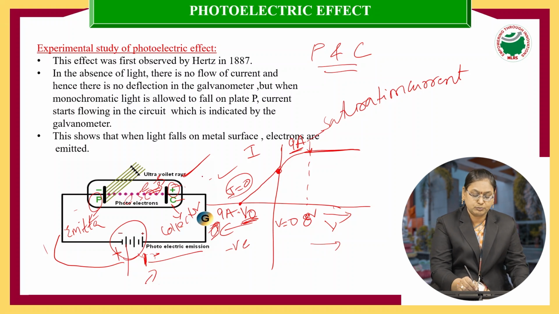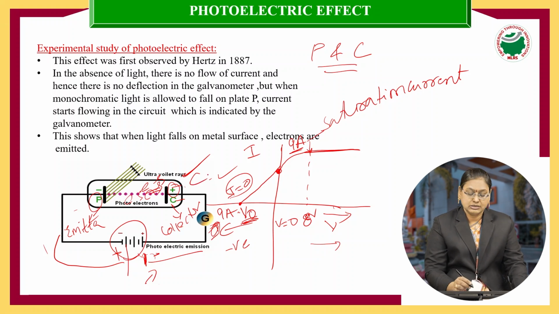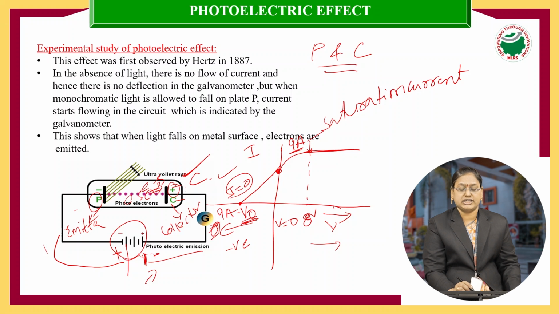When you give negative potential to plate C, what is happening? Since the plate is negatively charged and electrons are also negatively charged, they are getting repelled. That means electrons are moving in the backward direction, so their velocity is decreasing. Decreasing velocity is also known as deacceleration, which is also called retardation. Therefore, negative potential is called retarding potential, and positive potential is called accelerating potential. Why? Because positive potential accelerates the electrons, whereas negative potential deaccelerates the electrons, decreasing their velocity. Therefore, we call it retarding potential.